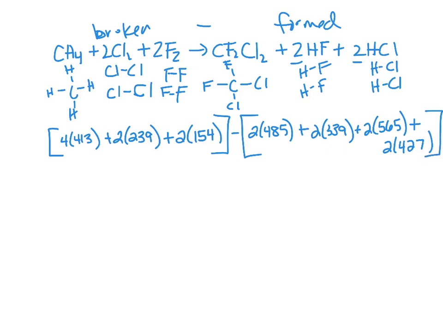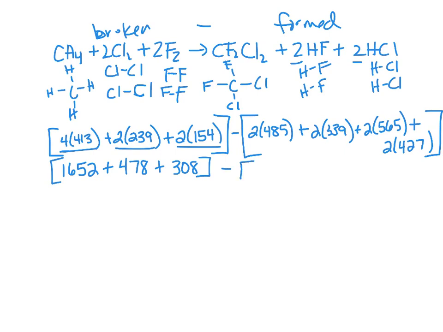That's all of my formed. So now I need to go through and do all my math. I'm going to start all the way on the left. 4 times 413 is 1652. And I'm going to add that with 2 times 239, which is 478. And I'm going to add that with 2 times 154, which is 308. So that's all my broken.